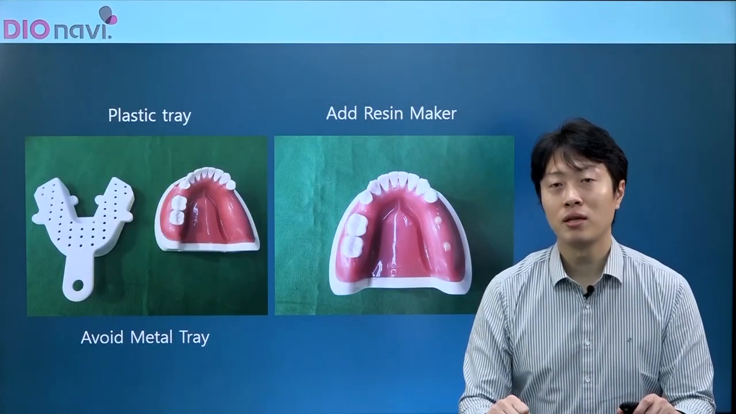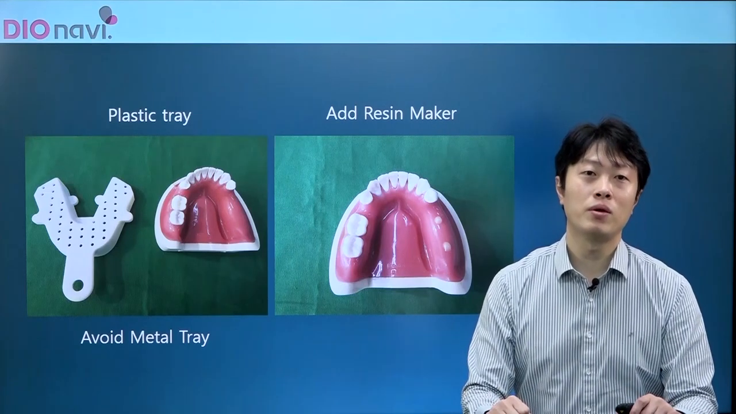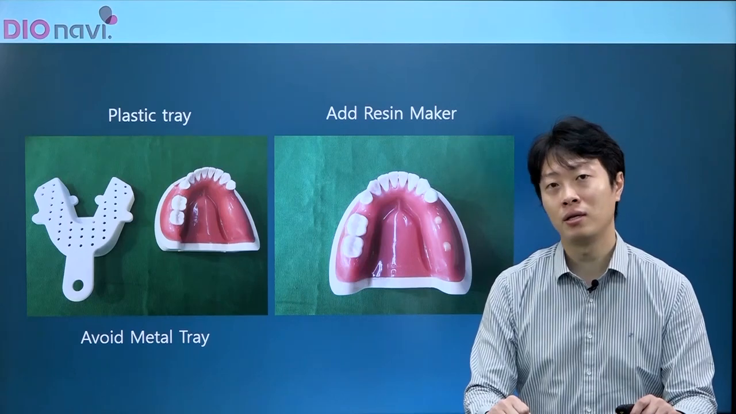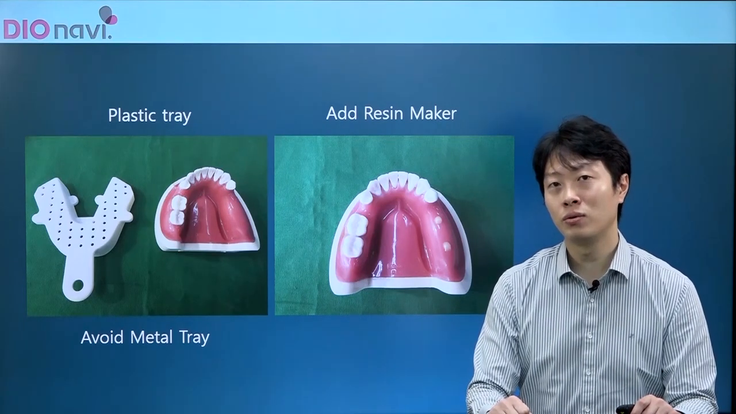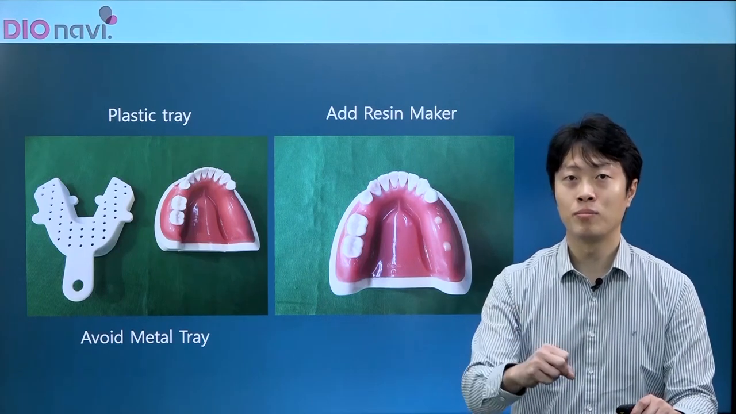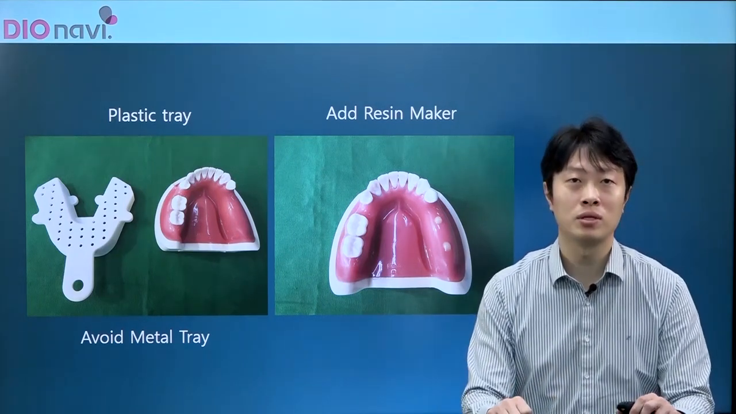What if your clinic is not equipped with an oral scanner? In this case, you will need to have a plastic tray ready at the clinic. I will tell you how to use the plastic tray to send the scan data to the DIOnavi Center.